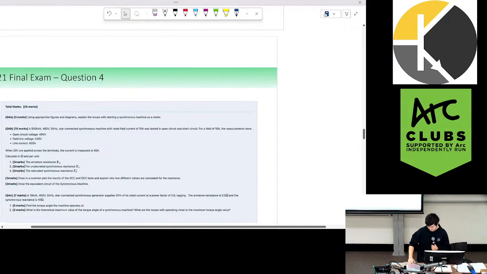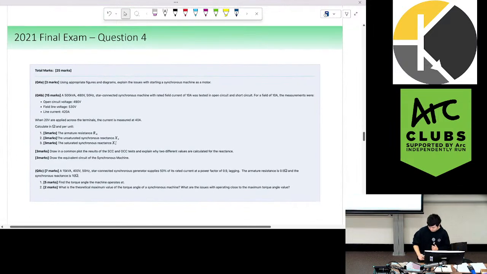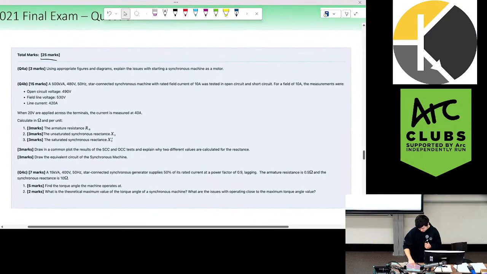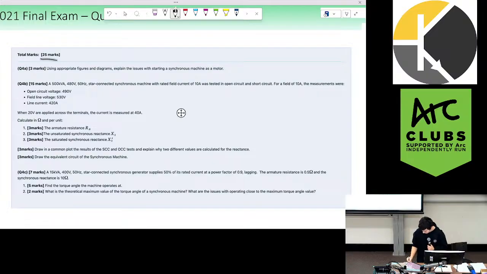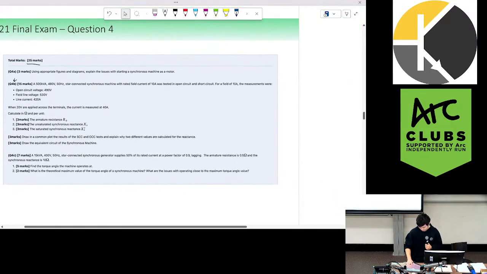But moving forwards, let's jump straight into a question. This is the 2021 final exam question 4. This one is worth 25 marks, so a solid quarter of the exam. It was all about synchronous machines. There are 2 large questions in here, which are somewhat similar to what was in the quiz, but not completely the same. Those 2 would be parts B and C. But let's have a nice run through it all.